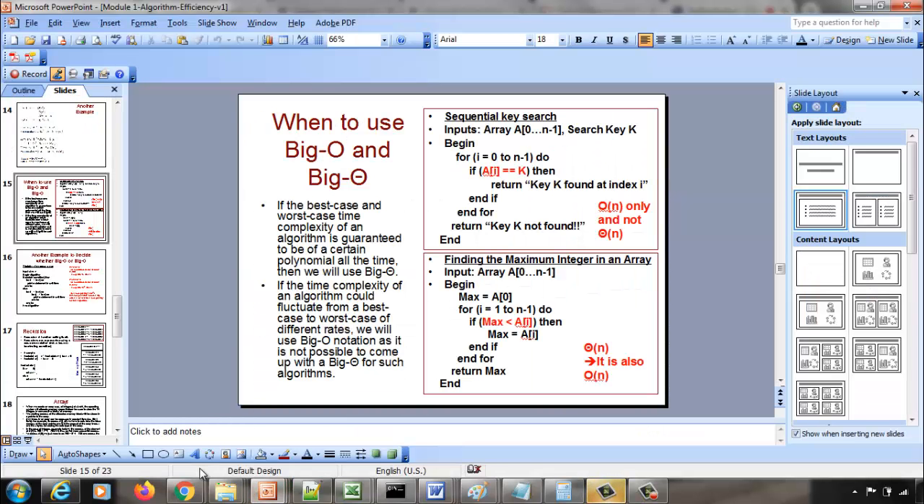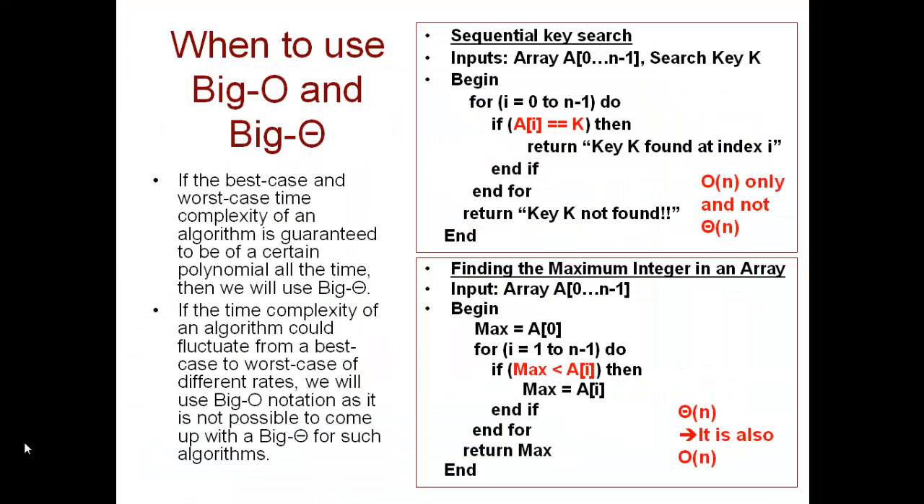Okay, so now let us put things together. Previously we saw, last class, two algorithms and we analyzed their best case and worst case. And now let us see how you can represent the time complexity using the asymptotic notations we saw. So just a quick review.